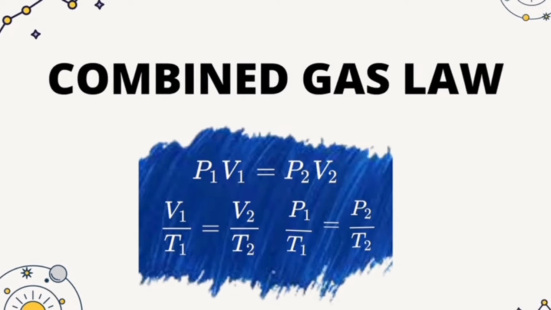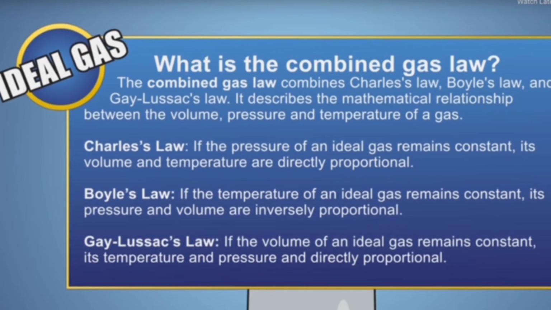For the third and final experiment, which is for the combined gas law, we are going to do the egg in a bottle experiment, but the egg is substituted with a balloon which has been filled with water. So you might wonder, what is the combined gas law in ideal gas? Well, the combined gas law combines Charles' law, Boyle's law and Gay-Lussac's law. It describes the mathematical relationship between the volume, pressure and temperature of a gas.